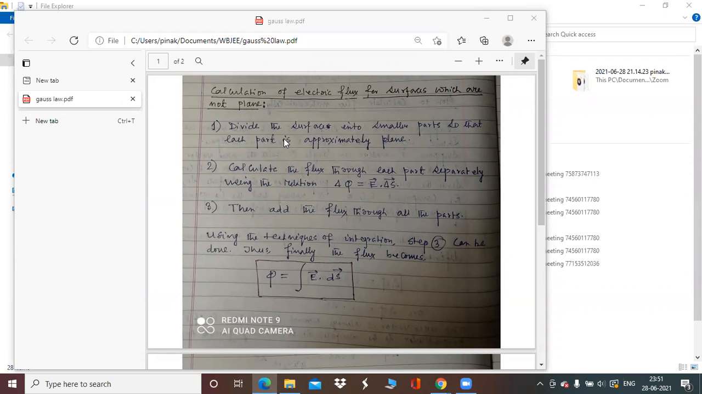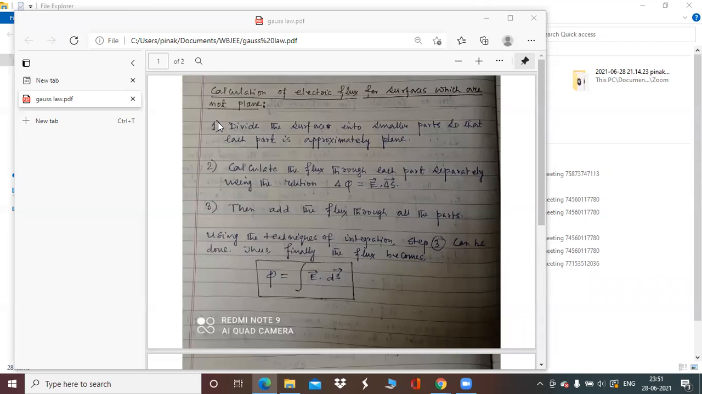So in this lecture, we'll be discussing how to calculate electric flux for surfaces which are not plane. That means if the surfaces are kind of curved. So in that case, how to calculate electric flux is what we are going to discuss, as well as we'll be trying to understand what is the meaning of the statement of Gauss law.